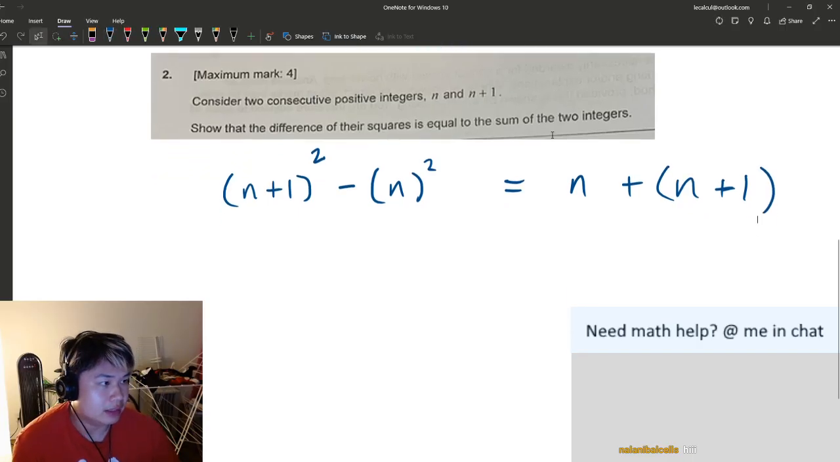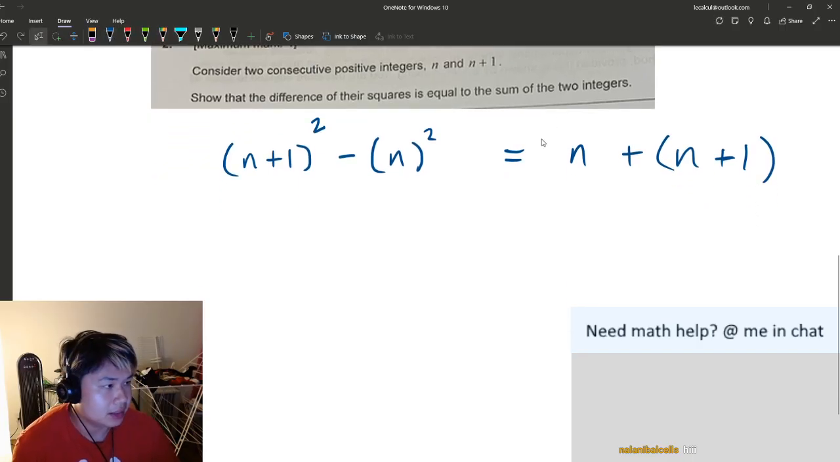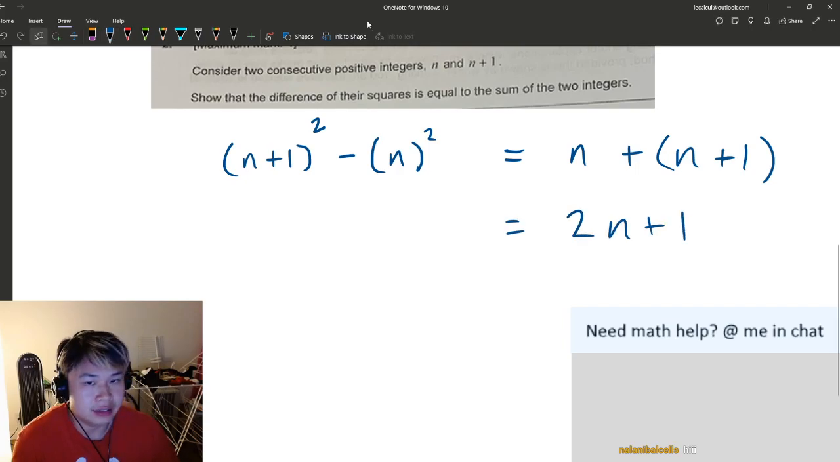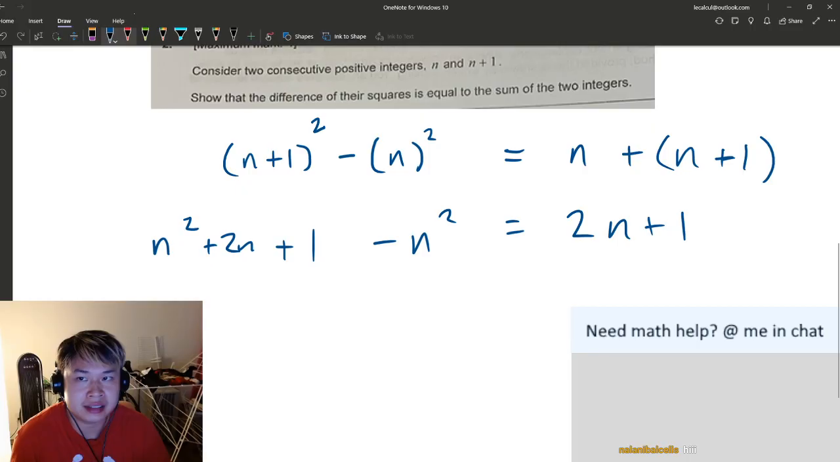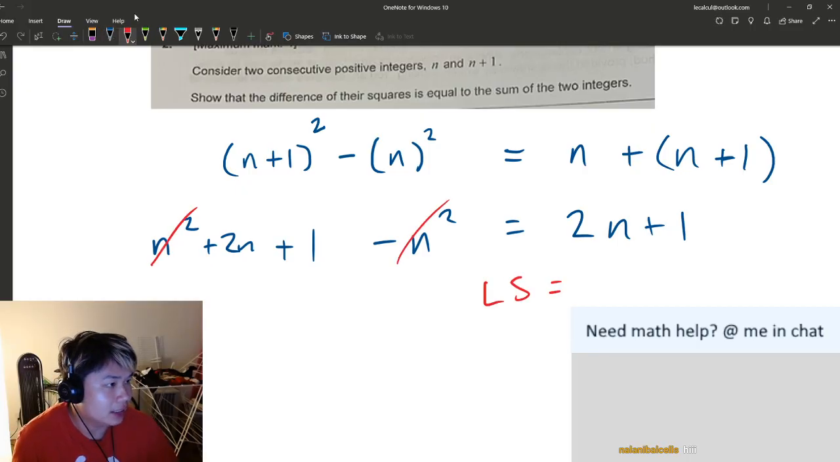And then this is just a proof, right? We just simplify both, like mostly the left side, and then if they're the same, then they're the same. So n plus n plus 1 is 2n plus 1. And then over here, expand it out, you'll probably find out that it's the same, right? Because this is n squared plus 2n plus 1 minus n squared, and then the n squareds cancel out. And then there you go, left side equals right side. We've proven it, easy peasy.